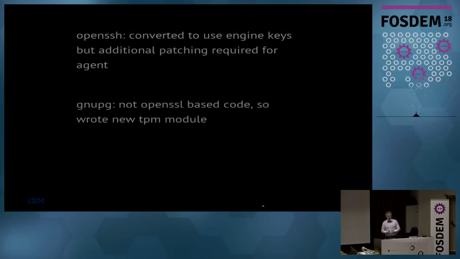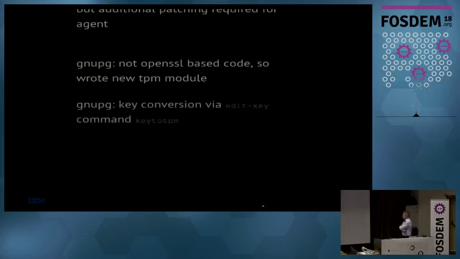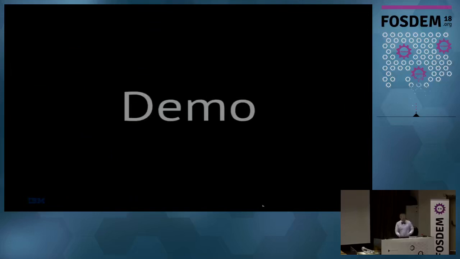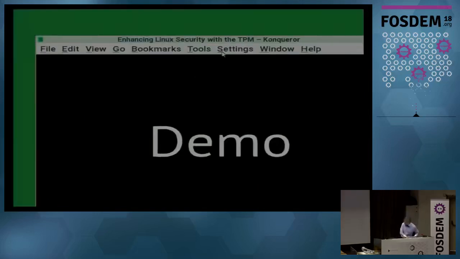GNU-PG was not even based on OpenSSL, so I had to look through gcrypt and various other things to get it to work, and I therefore wrote a new TPM module for it, and it does key conversion via edit key with a new GPG command called key to TPM. So let's demo all of this so you can actually see what I'm doing in the final 5 minutes, I hope.